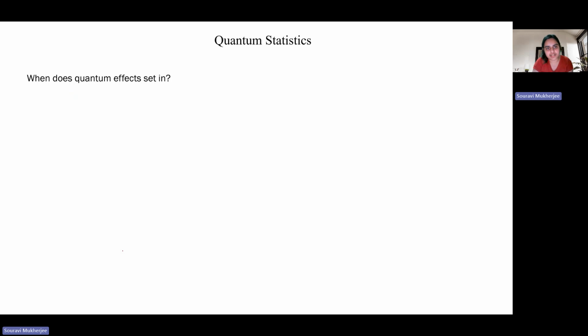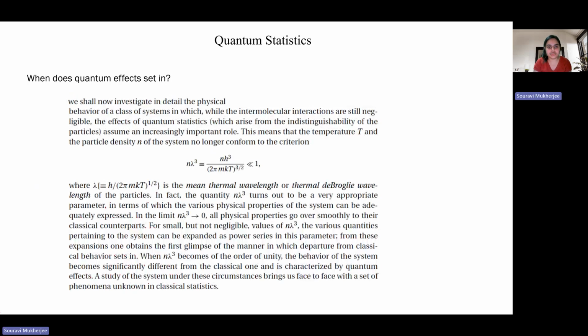Now, the question is, where does quantum effect set in? This is something we had also discussed before, but briefly. If you have to quantitatively talk about what number to look at to say that quantum effects are significant here and not significant there, how do we say that? Here we shall now investigate in detail the physical behavior of a class of systems in which the intermolecular interactions are still negligible. Why? Because we're talking about an ideal gas. We are not considering intermolecular interactions, but we are considering the effects of quantum statistics.